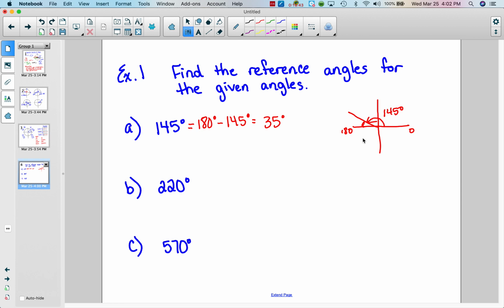Remember, a reference angle has to be a positive acute angle. It's like, what's the piece? What's the size of the angle that would take this to the x-axis?